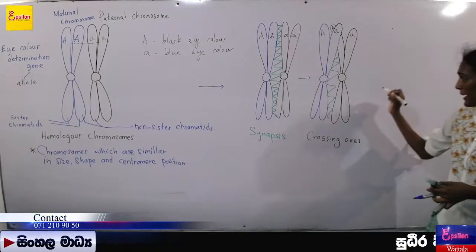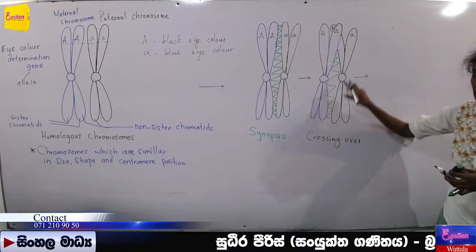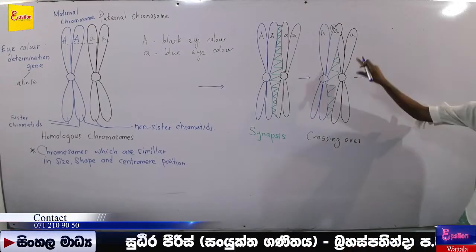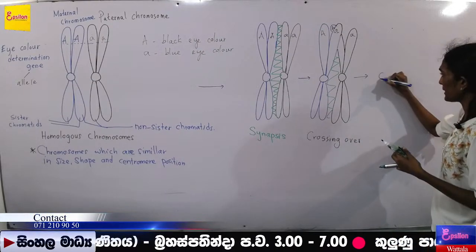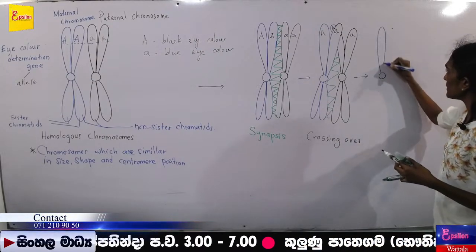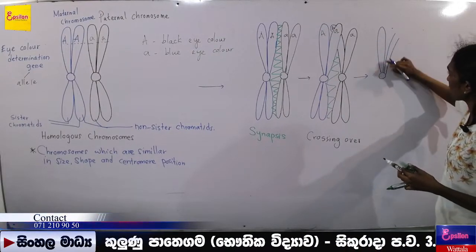Understood now? Right, now the next step: the synaptonemal complex breaks down. Alright? The chromosomes are slightly apart from each other, but still they are attached at the points of crossing over.